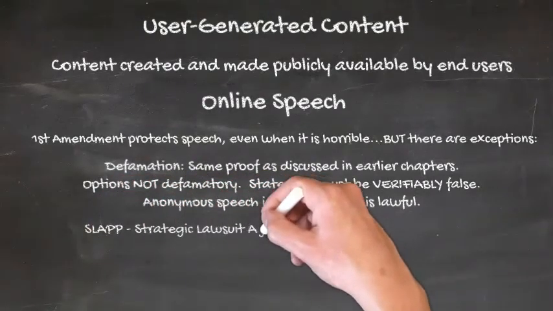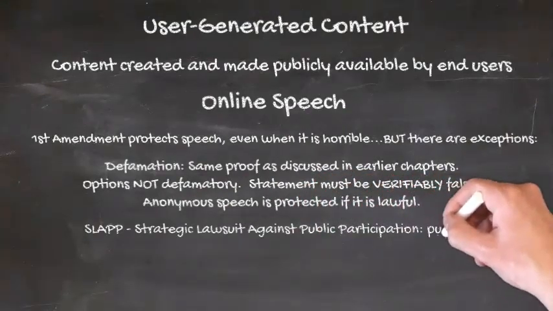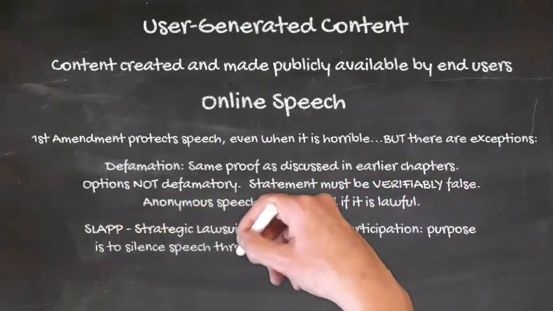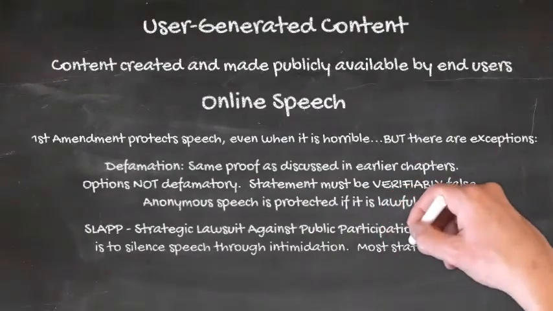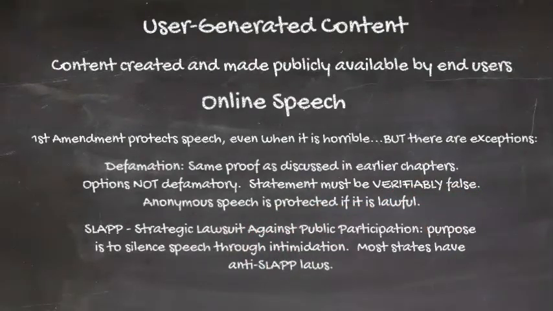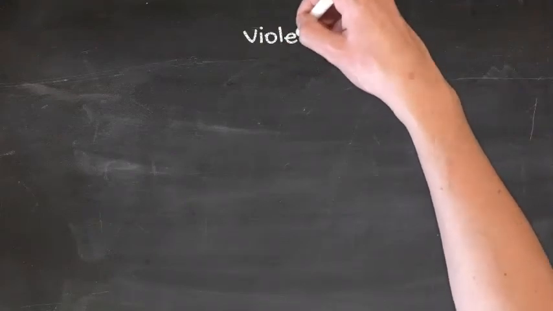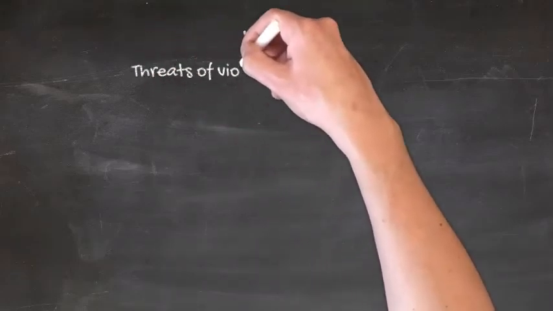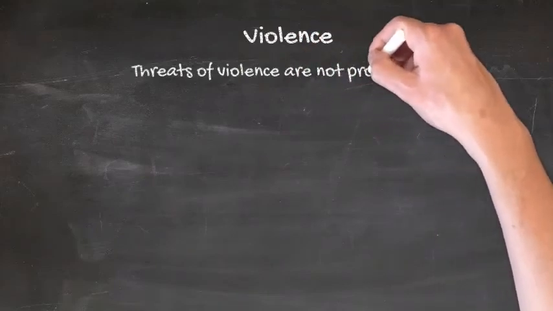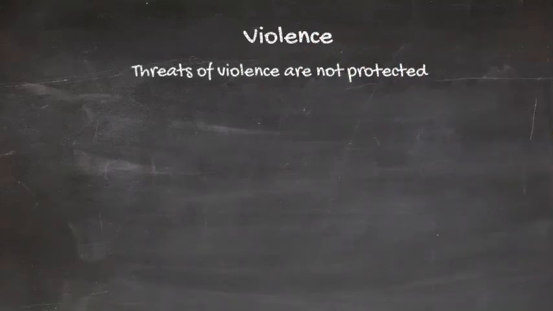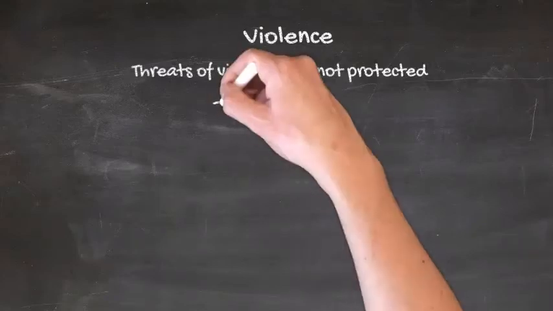Now, there are also these things called SLAPP, or strategic lawsuits against public participation, that try to silence critics. Most states have now outlawed these and have anti-SLAPP laws to curb this particular practice. Next is violence. The First Amendment protects offensive or outrageous speech, but it does not protect threats of violence against individuals. So if you threaten violence, then free speech doesn't protect you.